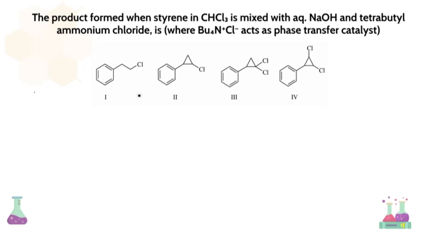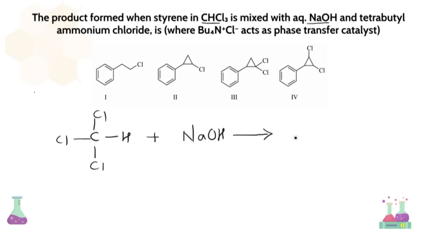Now let's learn what is the actual reaction taking place in the reaction mixture. So we have three reactants here: styrene, chloroform and aqueous NaOH. Which of the two reactants will react first? When chloroform reacts with the NaOH, it's going to form a carbene. So what is a carbene? Carbene is a reaction intermediate formed during the course of the reaction and it is highly reactive.